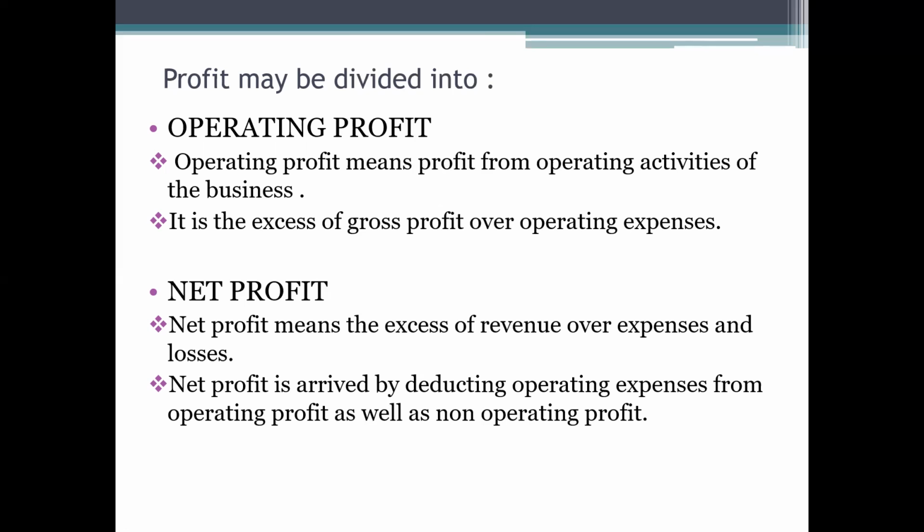Whereas all of us know that the business also invests in some other non-core activities, and the net result of the non-core activities and operating activities is reflected by the figure of net profit. So net profit means the excess of revenue over expenses and losses, and net profit is arrived at by deducting operating expenses from operating profit as well as non-operating profit. Now, what do we mean by this?